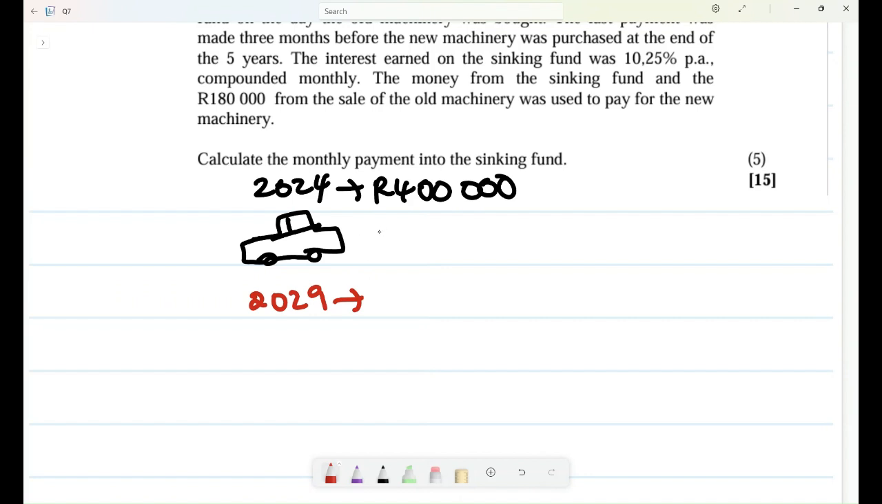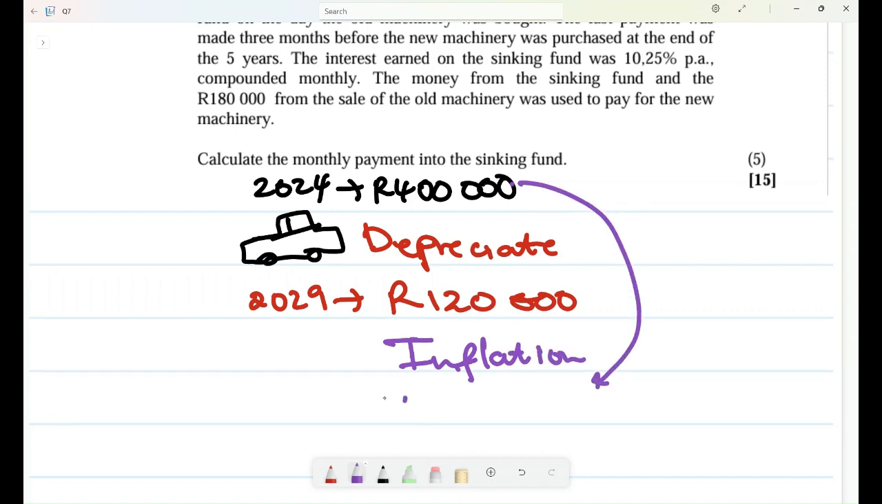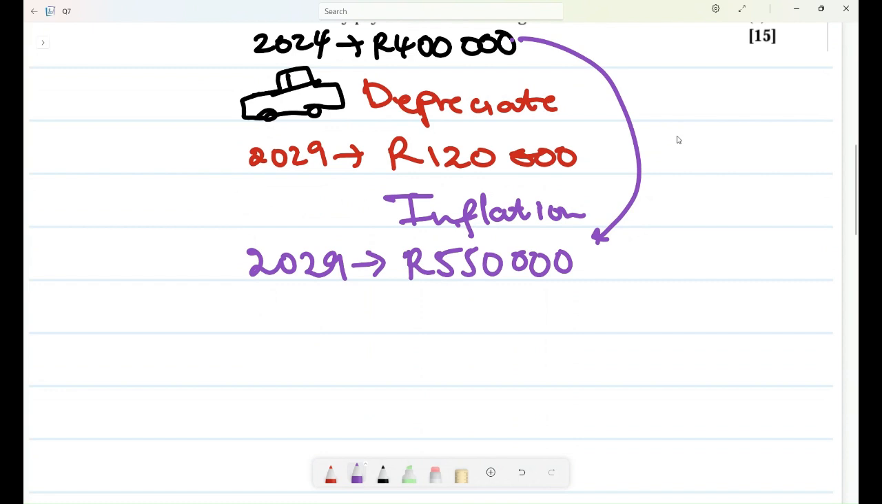the value of this car will depreciate. Let's say it depreciates to 120,000. So I bought this car for 400,000, but when I want to sell it after 5 years, it's going to cost 120,000. But the very same car will inflate due to inflation, from 400,000 in 2024 to maybe 550,000 in 2029. All right. So now, what exactly is a sinking fund?